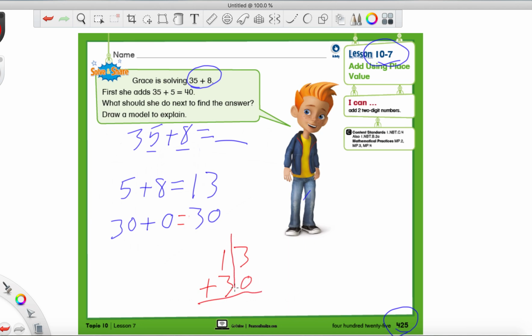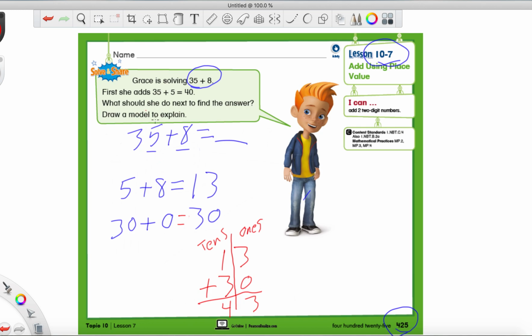Remember, we can draw a line down the middle, and it will help you keep your ones and tens separate. Remember, in any two-digit number, the first number is always the tens, and the second number is always the ones. So we're going to add the ones together. 3 plus 0 is 3. 1 plus 3 is 4. And we got 43.